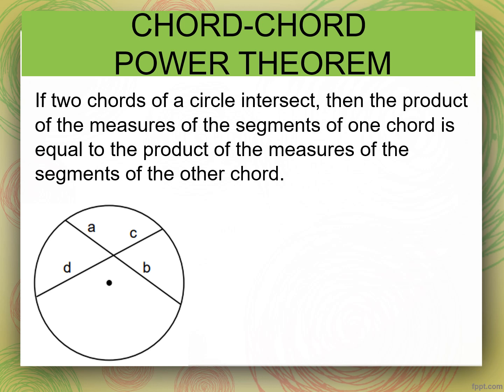So again, the product of the measures of the segments of one chord, if we use this chord here, for example, this one. So the product of the measures of the segments would be A times B. So A times B is equal to the product of the measures of the segments of the other chord. So this time the chord containing C and D. If we multiply that, C times D, that would be equal to A times B. So that's the first power theorem.